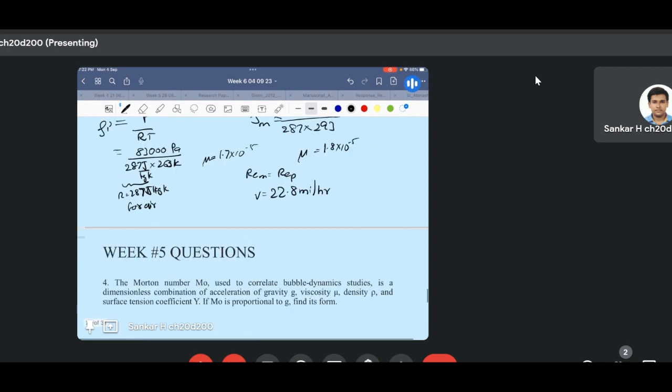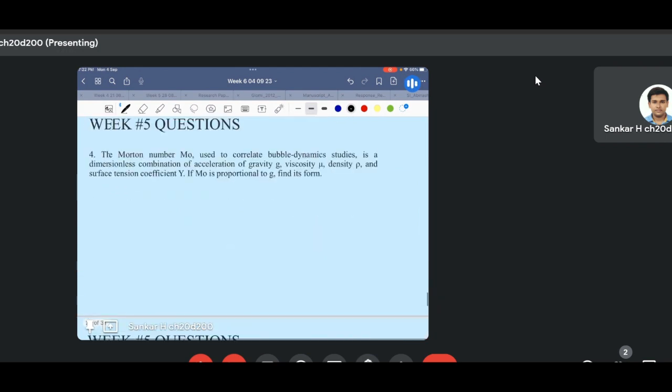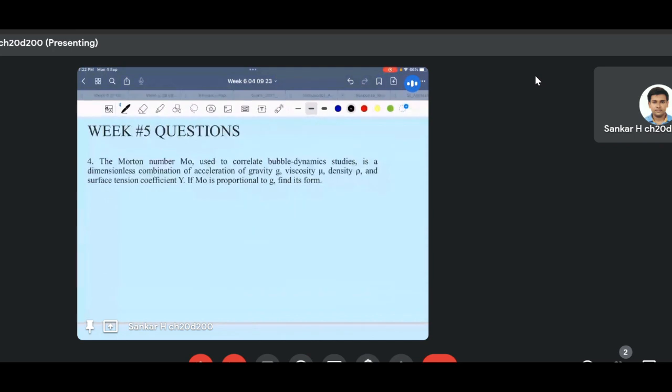Okay, we'll finish off with a couple of more problems. The number used to correlate bubble dynamic studies, Morton's number, is a dimensionless combination of gravity, viscosity, density, and surface tension coefficient Y. If Morton's number is proportional to gravity, find its form.